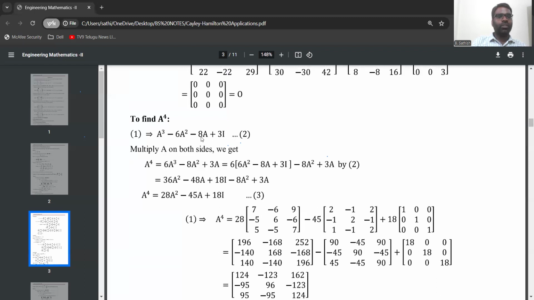Pushing all these values to the right side and multiplying this equation with A, we'll get A to the power 4 equals, pushing these values to the right side, we'll get negative 1 becoming positive. So already we'll get 6A squared, again multiplying with A, we'll get 6A cubed.